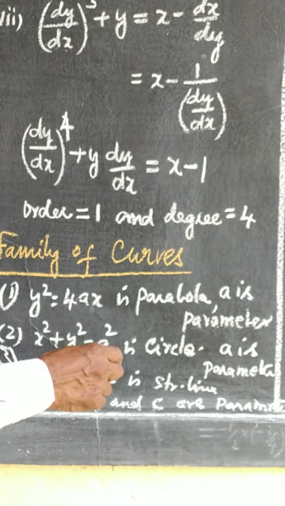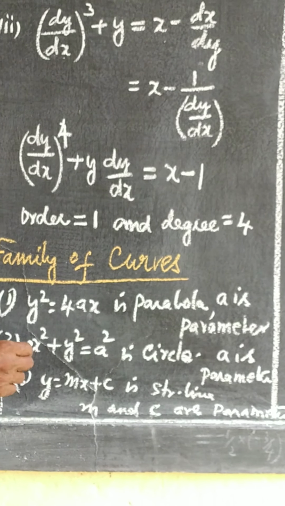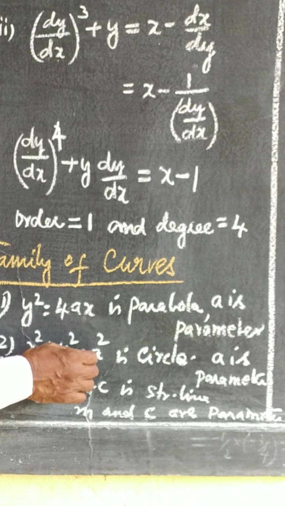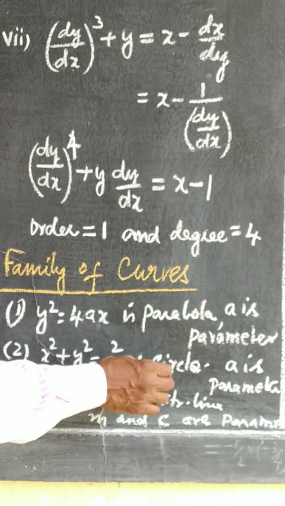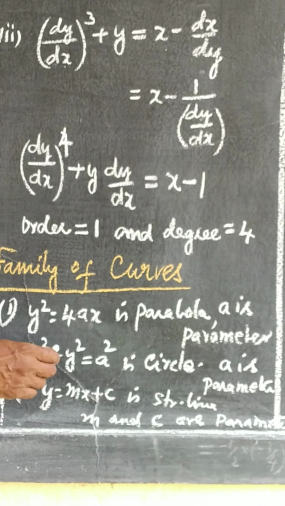X square plus y square is equal to a square is a circle with the center as origin.